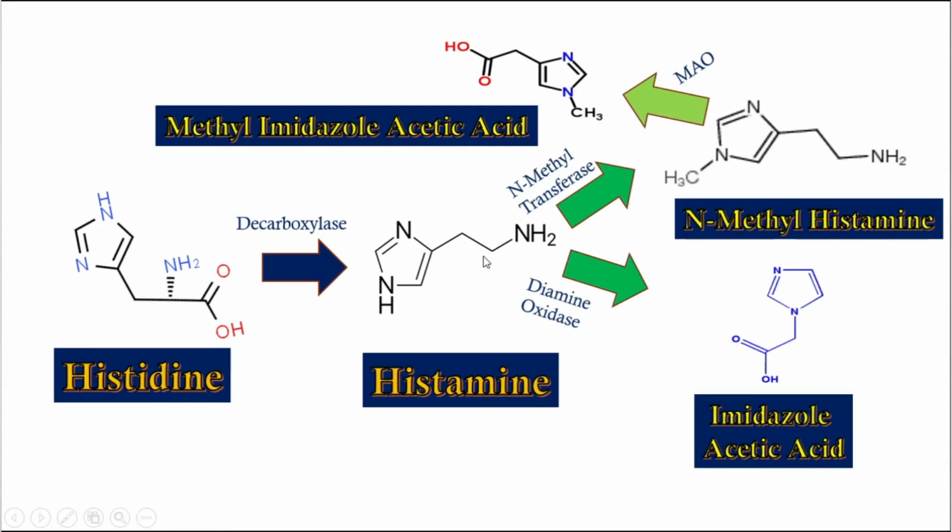of histamine. Now this histamine is metabolized by two enzymes. There are two reactions. Very first is by N-methyltransferase. So by N-methyltransferase it produces N-methylhistamine, and this N-methylhistamine is further converted to methyl imidazolyl acetic acid by MAO, monoamine oxidase enzyme. And the other is diamine oxidase. So diamine oxidase converts this histamine into imidazole acetic acid. So this is how our histamine is synthesized and destroyed.